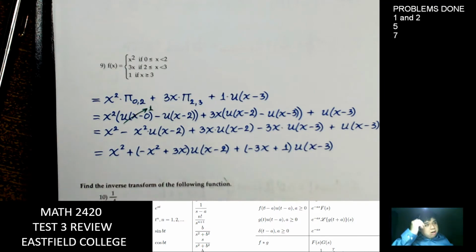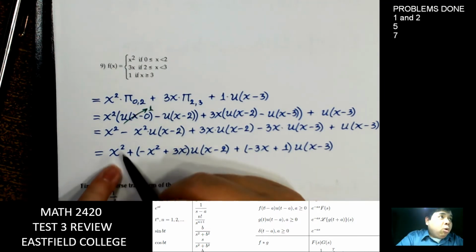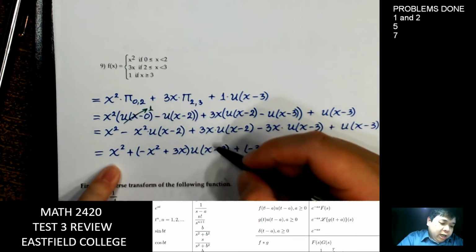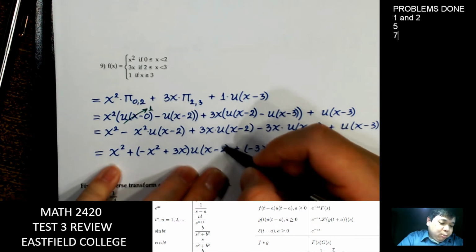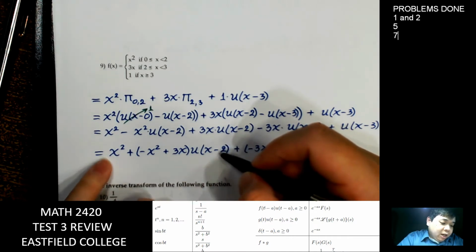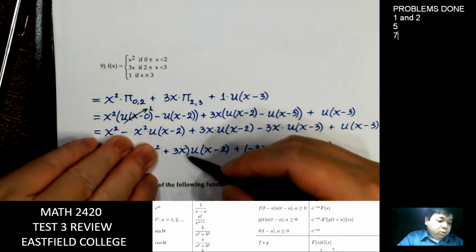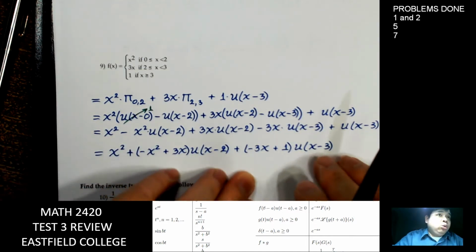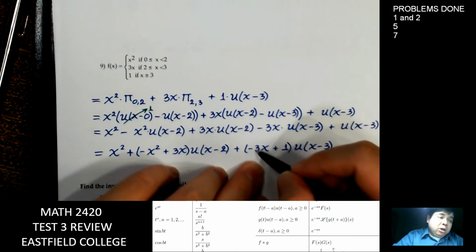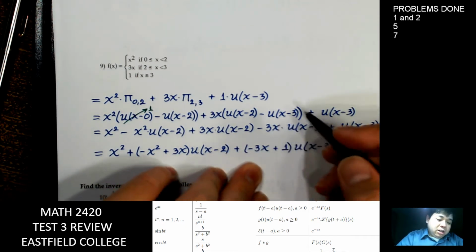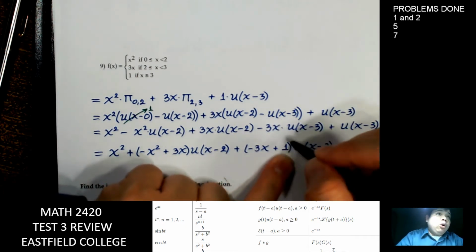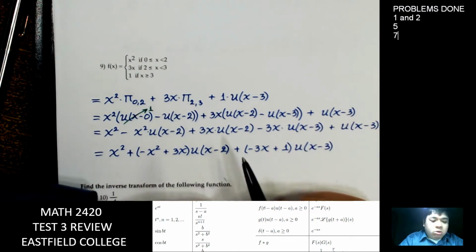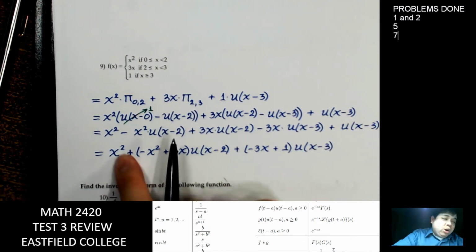Now, let's consider this. Originally, we have x squared. When we get up to 2, the x squared minus x squared will cancel out. Now we'll have 3x. Now the 3x will go until 3. The 3x will cancel with 3x. So from 3 on, we're going to have 1. So that looks right.